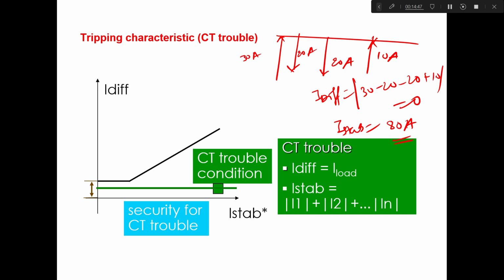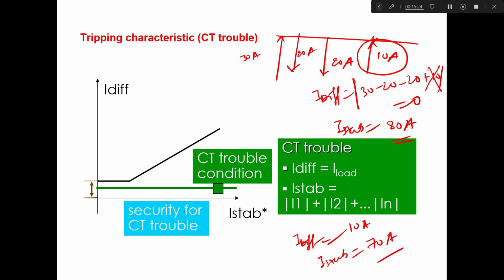But now suppose, and in every case I am discussing or focusing only on that particular case, so in case of CT trouble, I am not going to mix this with CT error. So what is the meaning of CT trouble? Suppose due to any problem in the secondary circuit or the secondary wiring of this CT, this current is not coming to the relay. So now the total differential current, since this current is not coming to the relay, will be 30 minus 20 minus 20, that is 10 ampere, and your stabilization current will be 70 ampere.